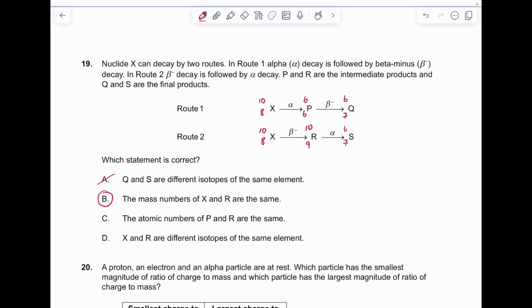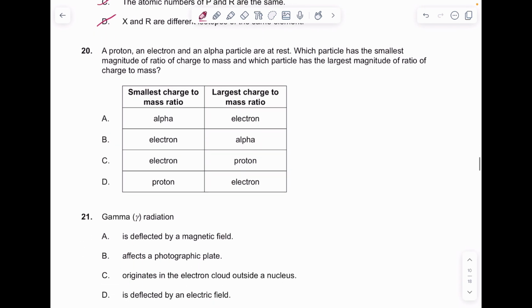Atomic numbers of P and R are the same? No, that is not true. One's got 6, one's got 9. X and R are different isotopes of the same element? No, they've got different atomic numbers. So that is also not true. You could have done that algebraically and then you wouldn't have had the slightly weird numbers that I had, but it works. Question 20.